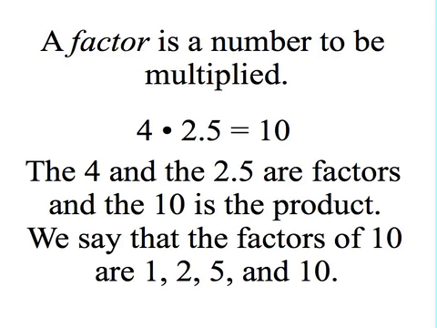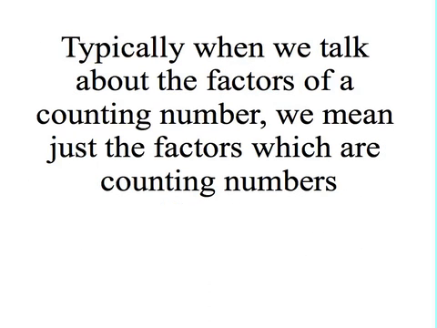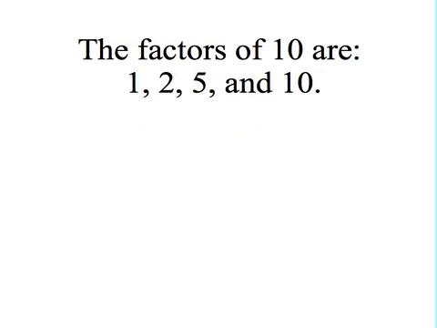But when we talk about the factors of 10, we say that the factors are just 1, 2, 5, and 10. Because typically, when we talk about the factors of a counting number, we mean just the factors which are counting numbers. In fact, this assumption is so prevalent, many definitions of prime number don't even mention counting numbers. The definition of a prime number is often a number with exactly two factors. And the definition of a composite number is also a number with more than two factors.